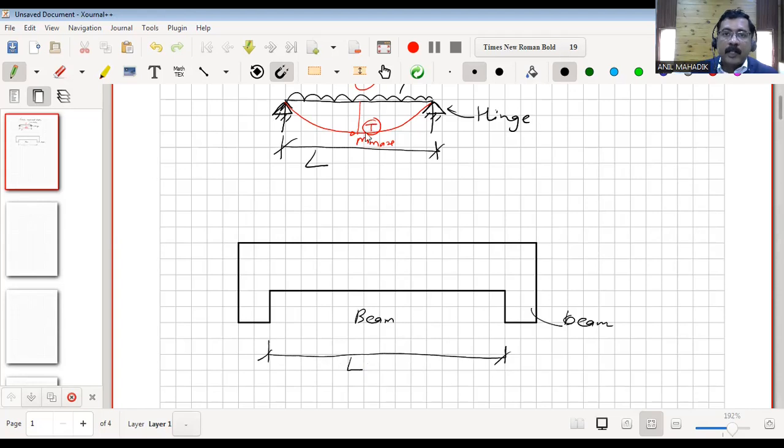Now, as you understand from this analysis diagram, there will be tension at the bottom and maximum moment is at the center. So this is the zone where the moment is more and therefore we require more steel at the center at the bottom. Generally, whenever we detail this, there is a zero moment at the supports.